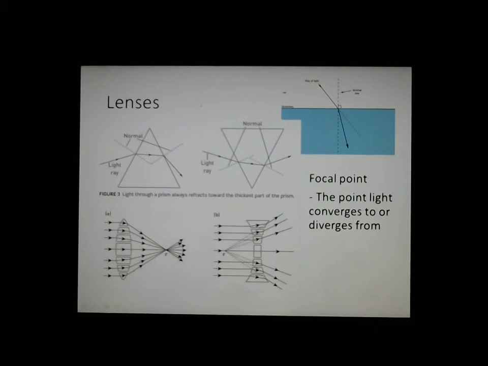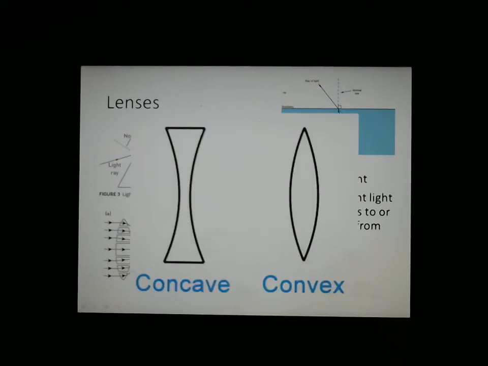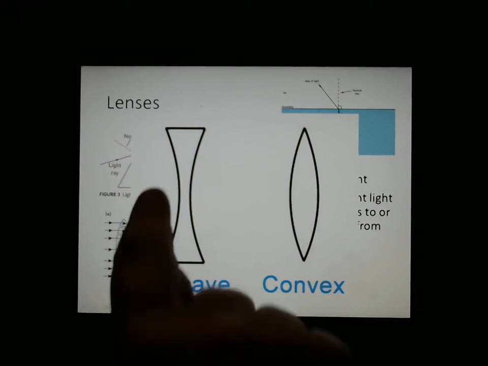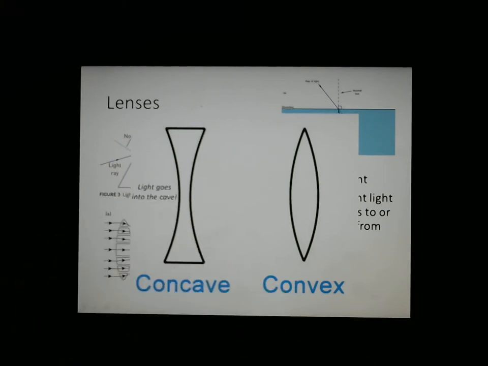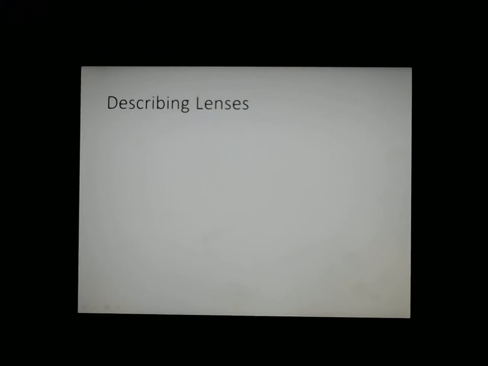Lenses come in two shapes, concave and convex. The way I remember it is that for a concave lens, light goes into the cave. So if this is like the opening of the cave, the light goes into the cave. And then convex is the other one. So let's talk about lenses first. When we look at a lens, it looks almost like a small piece of a circle. And as such, lenses are often described as having a radius of curvature. Generally, it's given the symbol R.